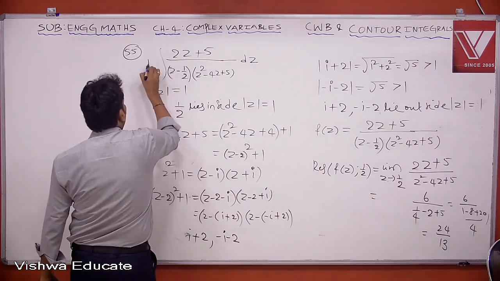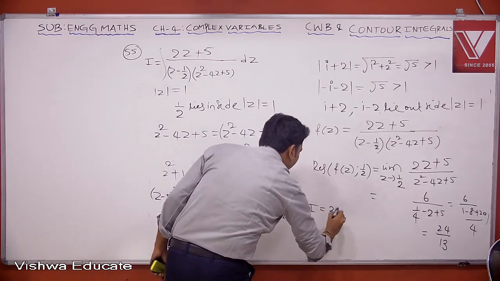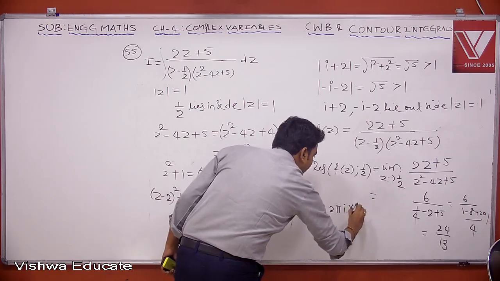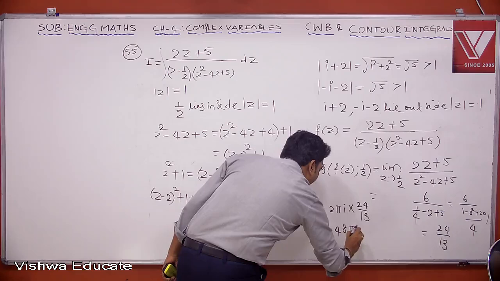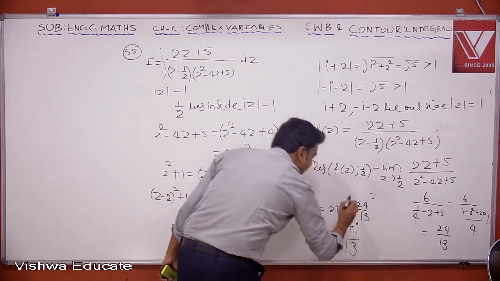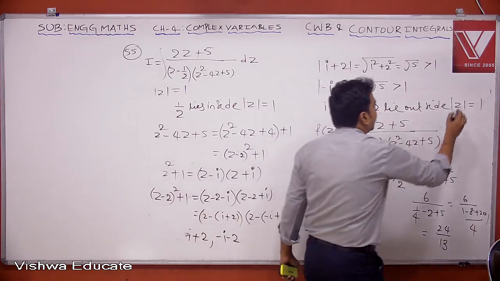If I assume that this integral is I, then my integral is 2 pi I into this residue, which is 24 by 13. So therefore this is 48 pi I divided by 13. So the final value is 48 pi I by 13. So option B is right answer.